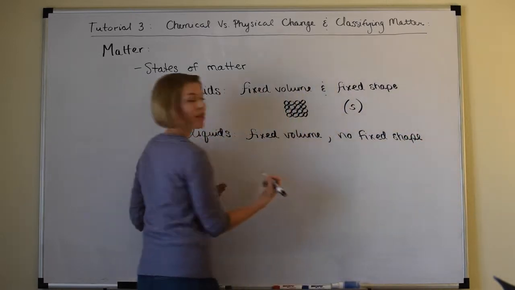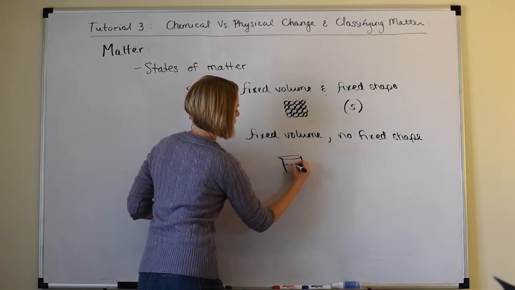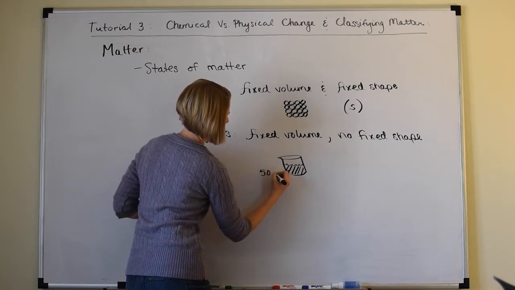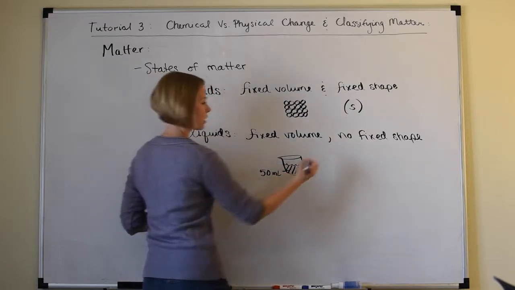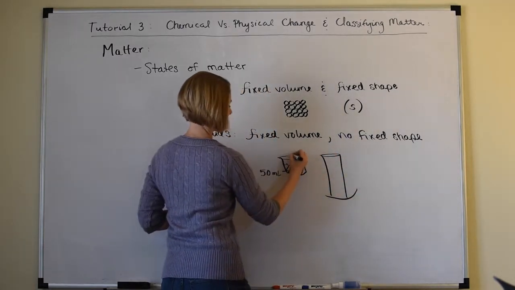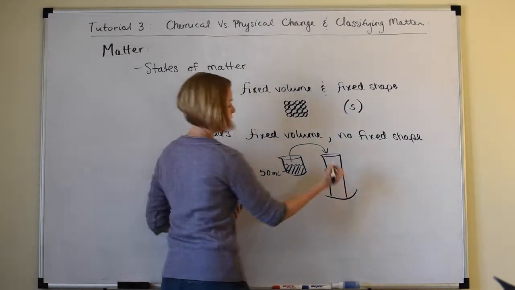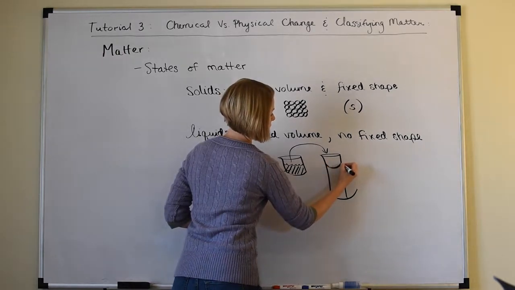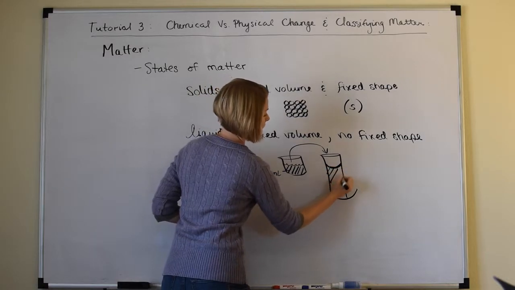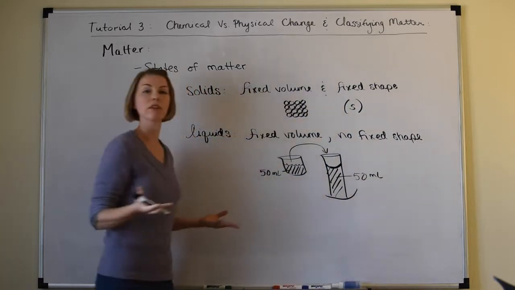What we mean by that is if you had a liquid, let's say in a beaker, let's say you had 50 milliliters of some liquid in a beaker, and then you poured that into a graduated cylinder. Well, it would take on the new shape of whatever portion of the graduated cylinder that it was contained in, but it would still be the same volume. It would still be 50 milliliters of that liquid.